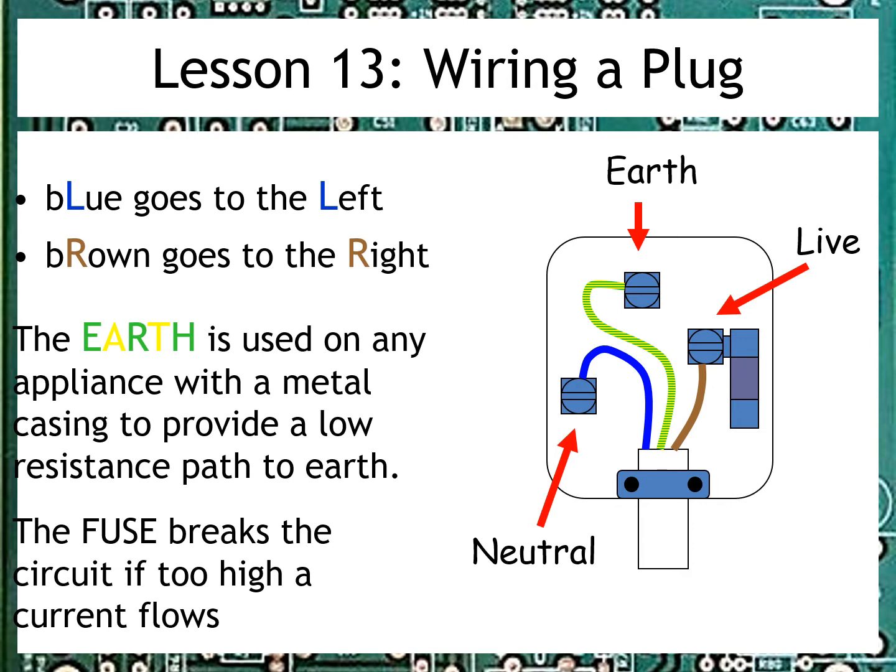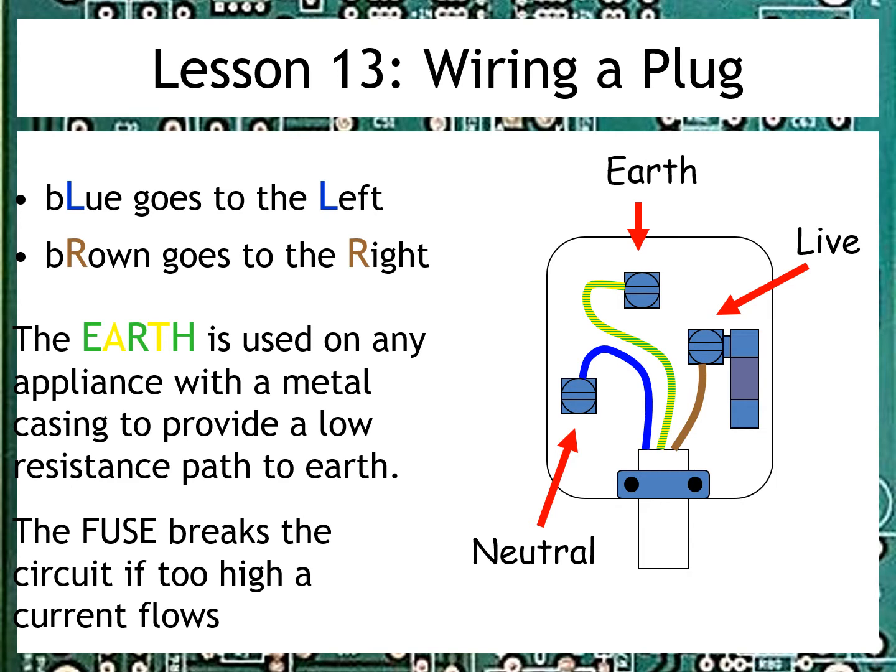They're all made of brass. Brass has got a lot of copper in, so it's a good conductor, but it's much harder. Copper would bend when you try and put the plug into the socket. So blue goes left, brown goes right, as you can see on the diagram here, and the earth one goes right up to the top. It's the green and yellow wire.